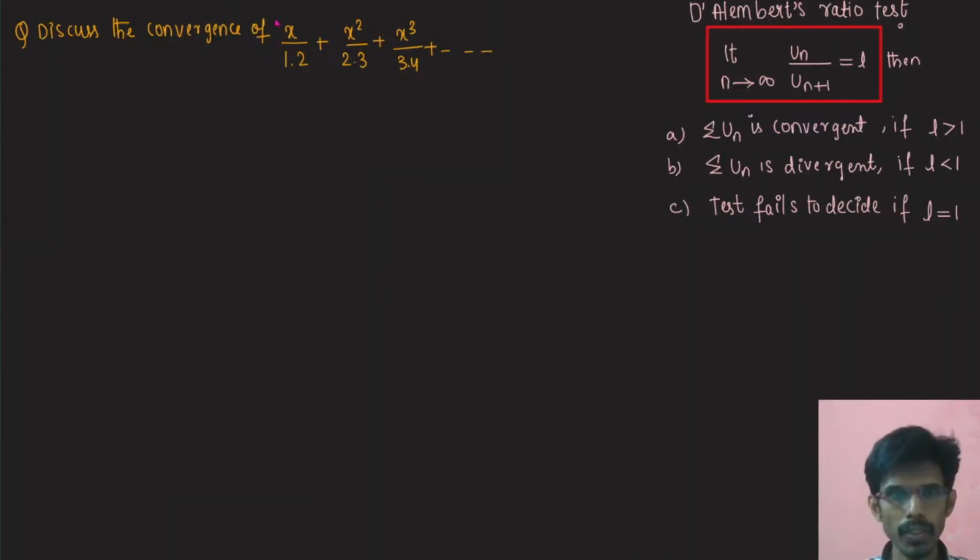Discuss the convergence of the given series. Now let us see whether it is convergent or divergent. Now here we want the general term un.